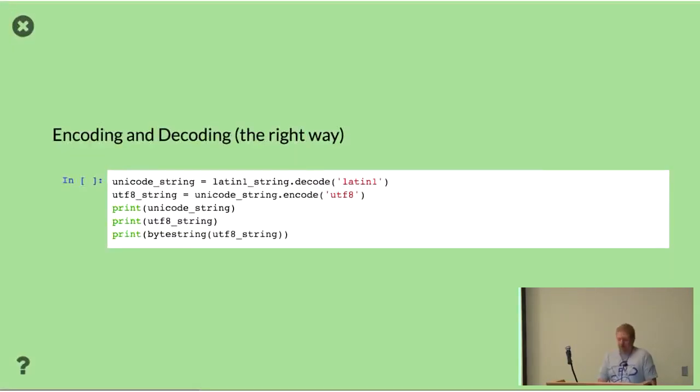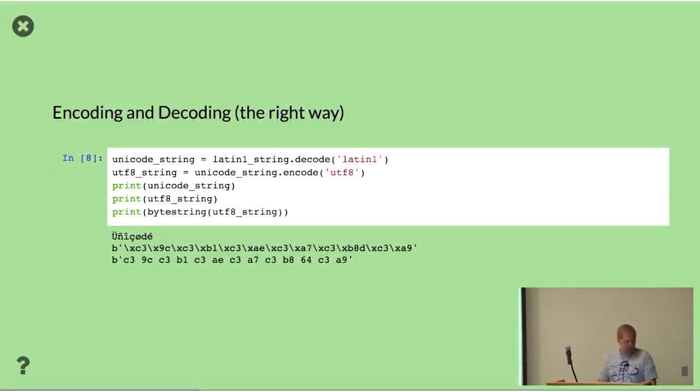So again, the right way to do encoding and decoding, if you have a byte string, which is what our Latin 1 string is, is to decode it from the Latin 1 bytes into a Unicode string. And from there, you can encode the Unicode string as UTF-8 bytes. And so there you can see the actual values of the characters. It's almost Unicode, but not quite.